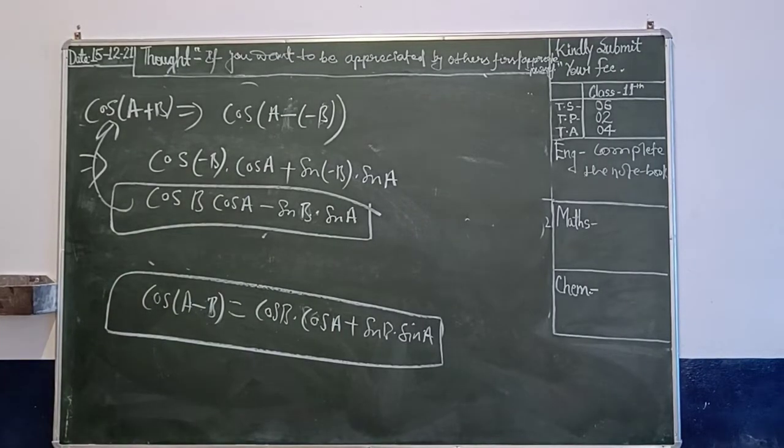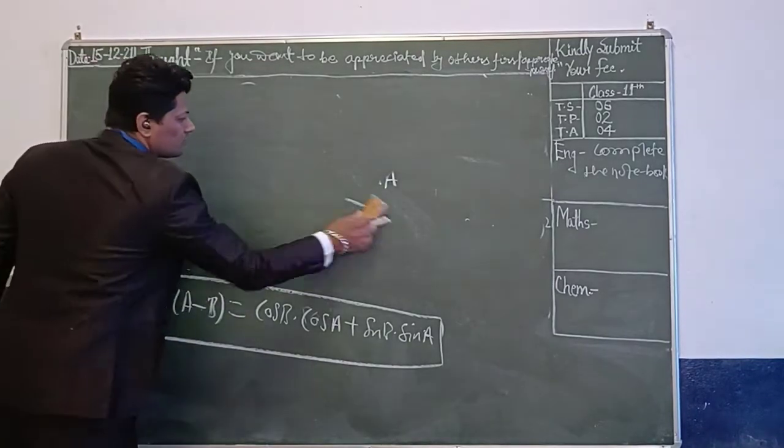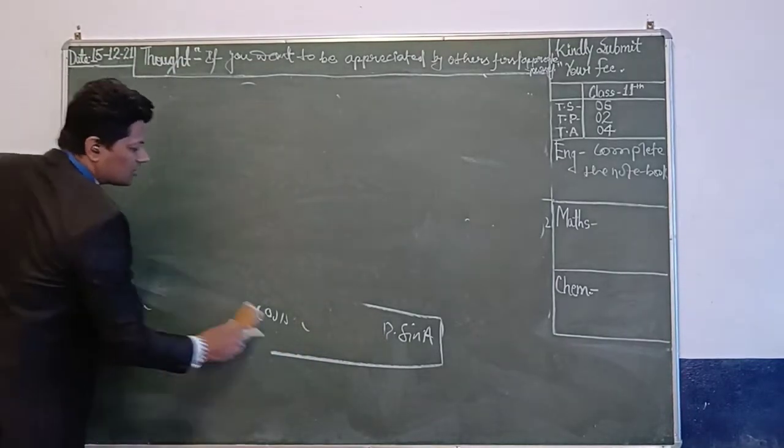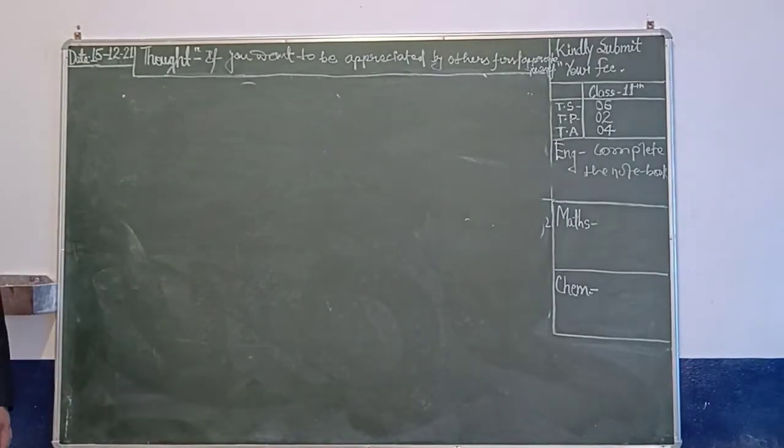We have discussed cos A minus B, cos A cos B plus sin A into sin B. Cos A plus B equal to cos A into cos B minus sin A into sin B. Is it clear? Now what we have to discuss? We have to discuss about the sine of the difference and sine of the sum of two numbers. Right?